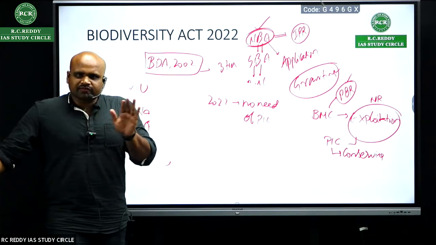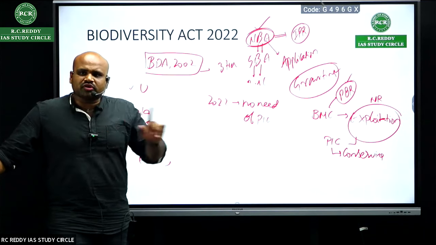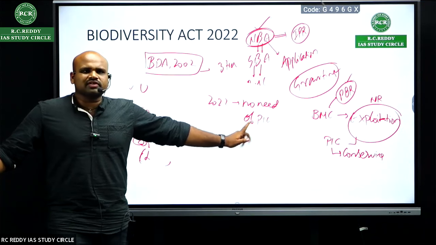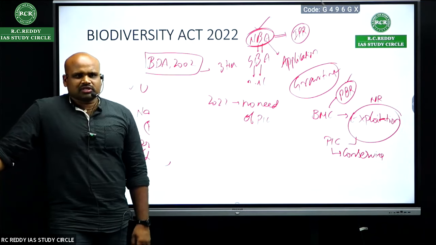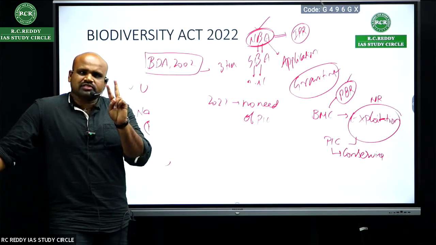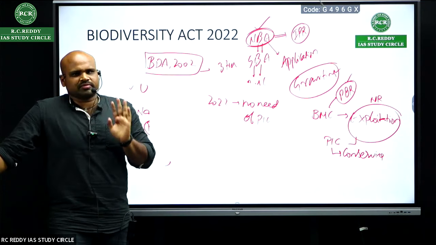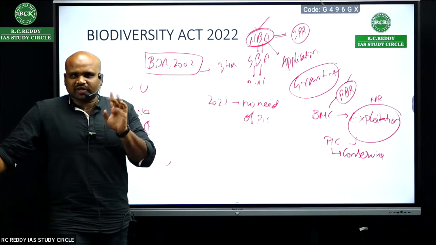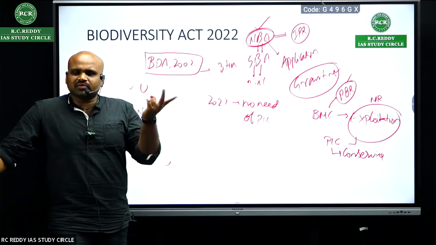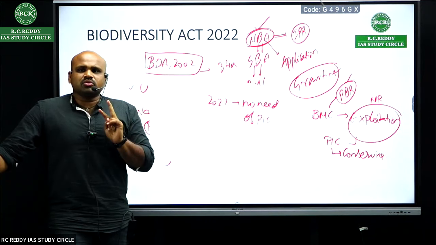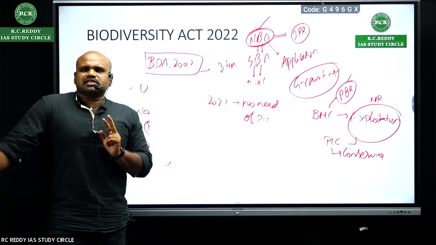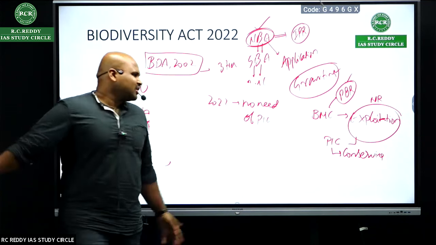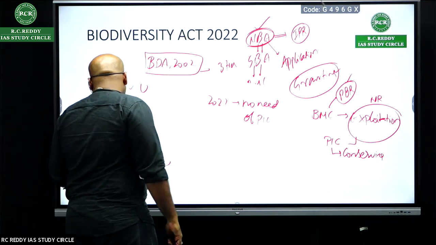You don't need the prior informed consent or the permission of the local communities who are conserving these resources. Now, remember these two conditions, which are extremely important when it comes to this amendment. Remember these two things. One is the change in IPR provision. The other one is the change with respect to the prior informed consent. The rest, you don't need to bother much.